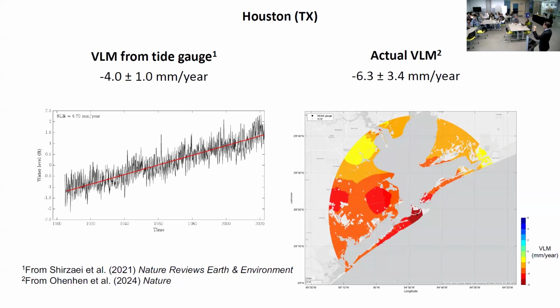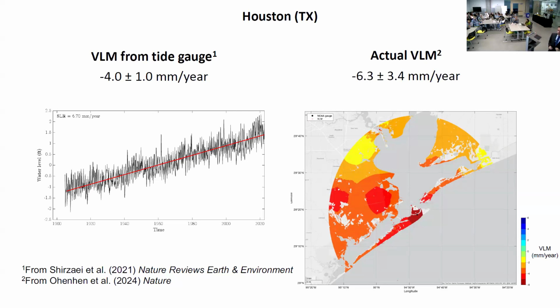Some of our tidal gauges have GPS sensors, and when you get ocean water level, some of the land subsidence is captured there already. But in most places, that's not included. Even those that capture land subsidence, they only capture the long-term signal, not the seasonal part.